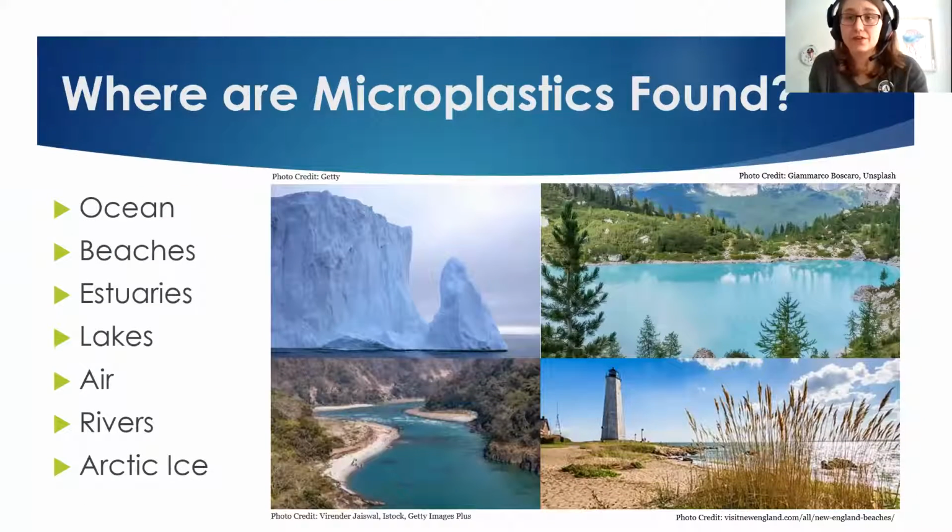And so where are they found? The short answer is everywhere. Plastic is found everywhere, and microplastics are found everywhere. We can find them in places like the ocean, our beaches, estuaries, lakes. They're flying around the air. They're in our rivers, and they're also in Arctic ice. So there's not a surface of the earth that microplastics have not found their way into.